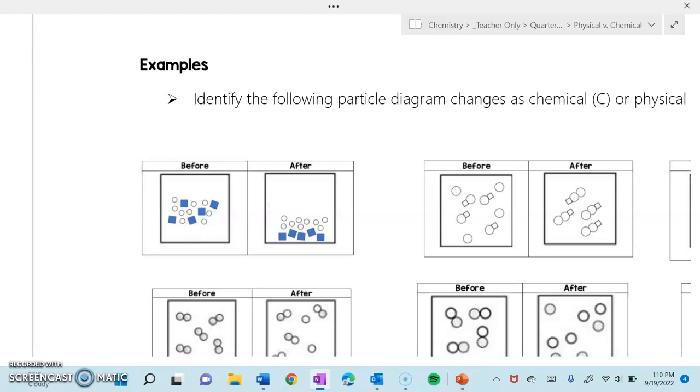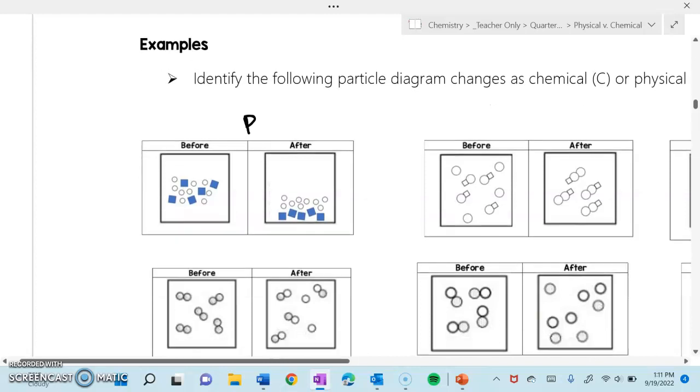Now for chemical or physical. That's what our problem is asking us. Do we have any bonds that formed or broke? Remember, bonds are where the atoms or the shapes touch in our before and after. Did we have any changes in touching of the shapes? No. They've just been mixed. It looks like they've separated into layers. So that would be a physical change. No bonds broken or formed.